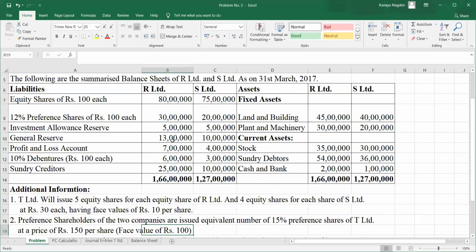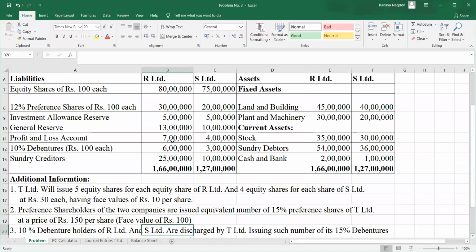And to S Limited, for every equity share, 4 equity shares are issued in T Limited at rupees 30 each, having face value of rupees 10 per share. So the share is of rupees 10 but issued at rupees 30. That means from this we can calculate how much is being given in the form of equity shares to R Limited and S Limited. So payment of equity shares is clearly given in the adjustment.